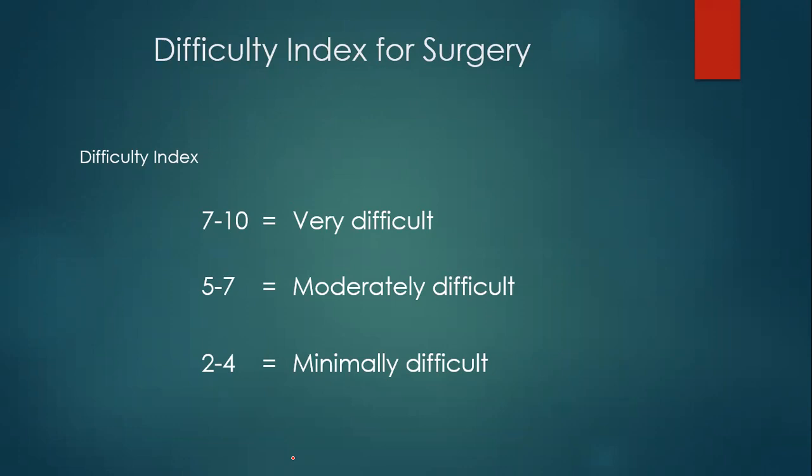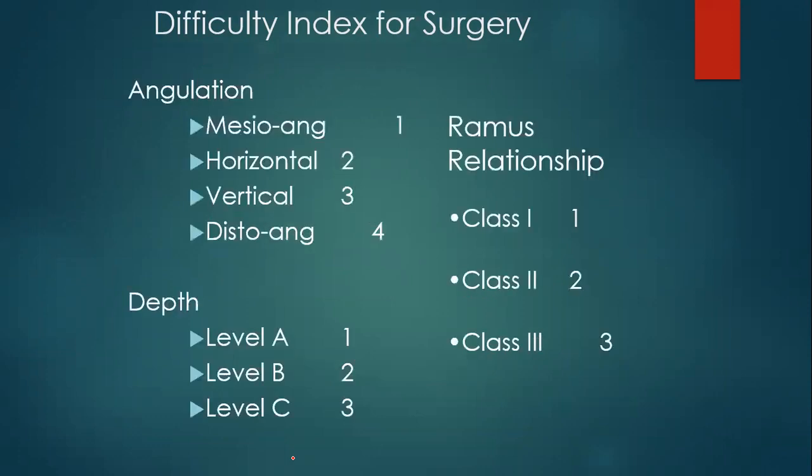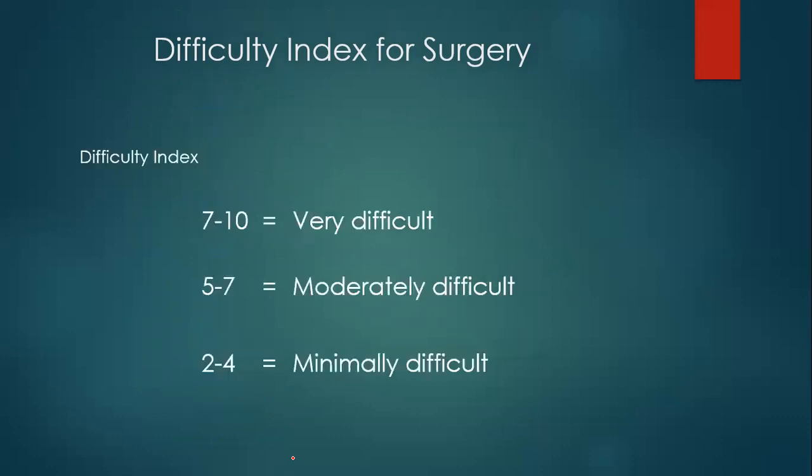Basically, if the index falls between 2 to 4, then it will be minimally difficult. If it falls between 5 to 7, then it will be moderately difficult. And if it is 7 to 10, very difficult. These are the indexes that you need to remember. If it's class 1, then the index will be 1, class 2, index 2, class 3, index 3, level A 1, level B 2, level C 3. And if it's mesioangular, 1, a mesioangular tooth is very much easier to remove. However, distoangular is the most difficult to remove in oral surgery. So do remember that distoangular has the index 4 and it's very difficult to remove. And horizontal is 2 and vertical 3.